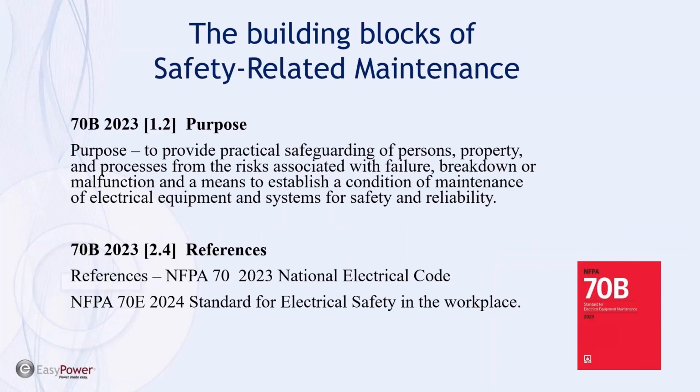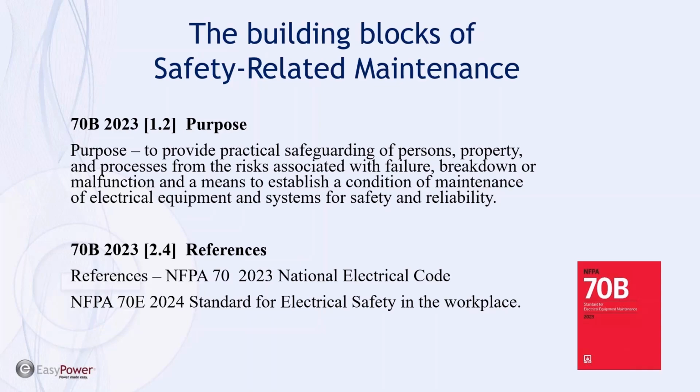Chapter 1 of the 70B standard defines its purpose, which is to safeguard persons and property from the risk of electrical component failures. Obviously, if we can prevent components from failing, and prevent the type of catastrophic failures that electrical equipment can have, we're also safeguarding our staff and our persons. So within that same arena, all of those elements can come together.